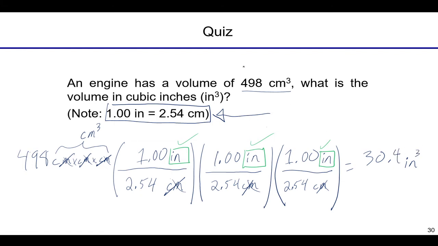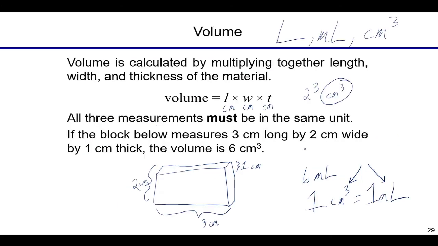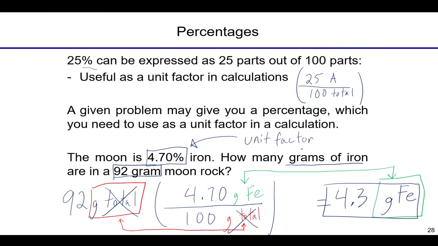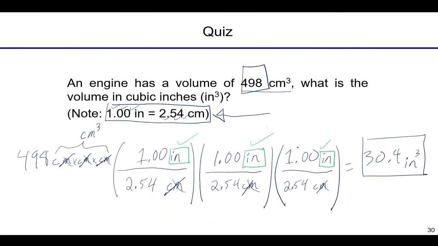Three sig figs, since that was the number I was given here. And there's also 3 sig figs in each of these measurements. Okay, so 30.4 inches cubed should be our answer there. So that is volume conversions, that is percentage conversions. One more thing we have to get to, and that's density.